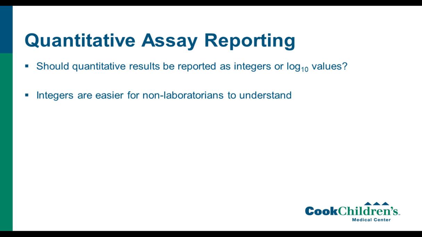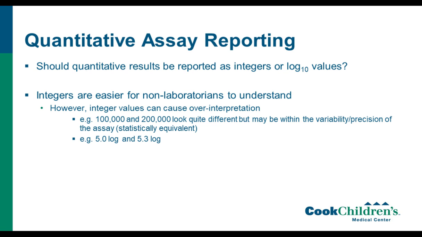Integers are easier for non-laboratorians to understand. I found that non-laboratorians have a difficult time grasping what exactly a log value is. However, integer values can cause overinterpretation, and I've seen this on multiple occasions. An example would be if you have a quantitative assay and you report 100,000 copies per mil, IU per mil, whatever, and then maybe they run it again the following week and now it's 200,000. And so that looks really different.